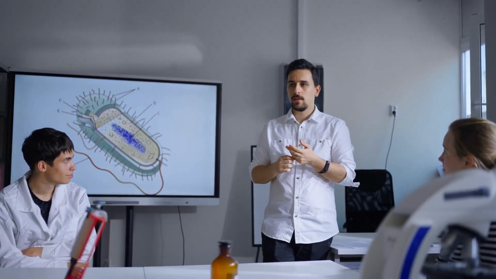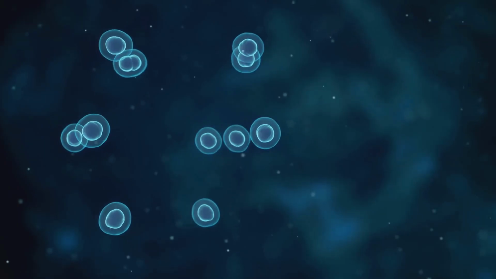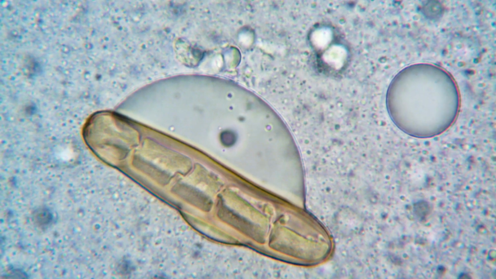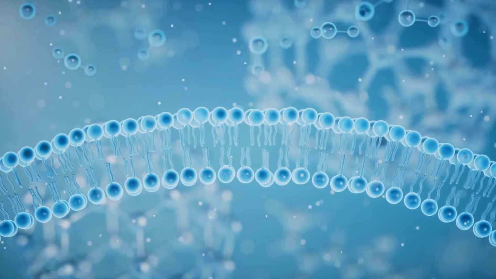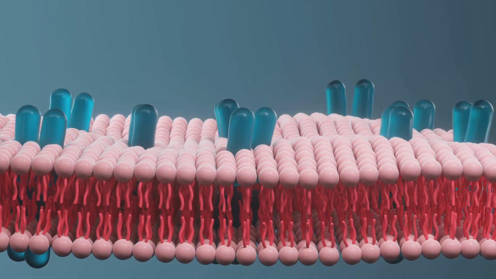Unit 2, Cell Structure and Function. Cell structure determines function, period. Know the differences between prokaryotic and eukaryotic cells. No membrane-bound organelles in prokaryotes. The plasma membrane is a selective barrier. Understand phospholipids, embedded proteins, and selective permeability.